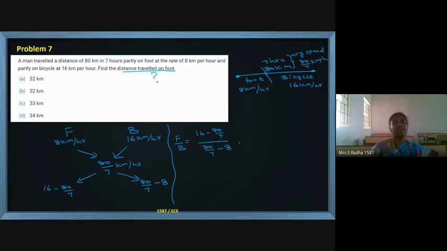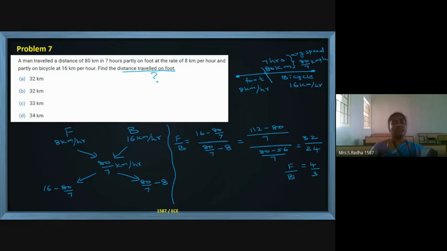If you take the LCM in the numerator, 16 sevens are 112, minus 80. In the denominator also take the LCM: 80 minus 8 into 7, which is 56. The 7 and 7 will get cancelled. 112 minus 80 is 32, and the denominator 80 minus 56 is 24. If you simplify further, it is 4 divided by 3.